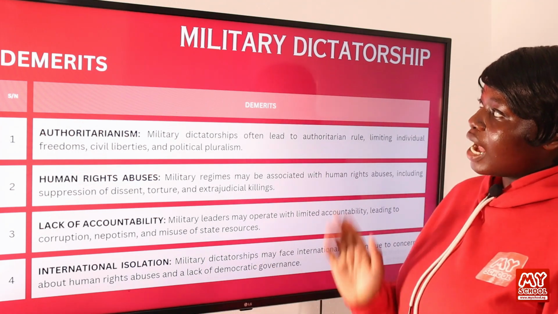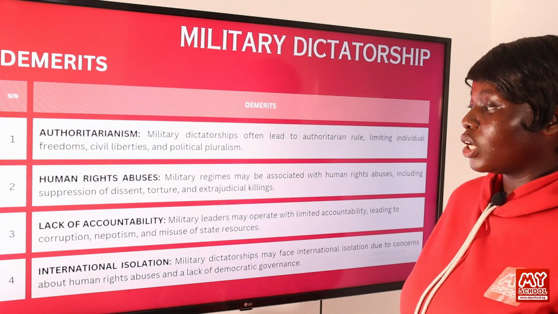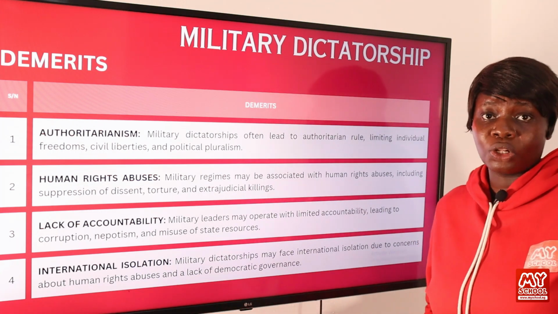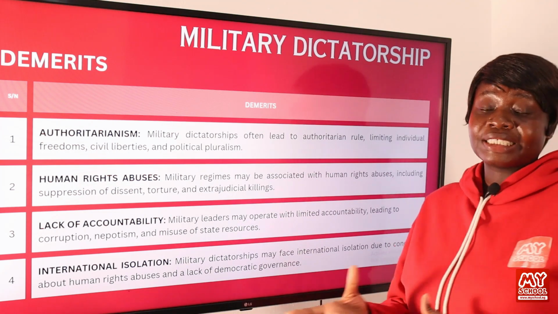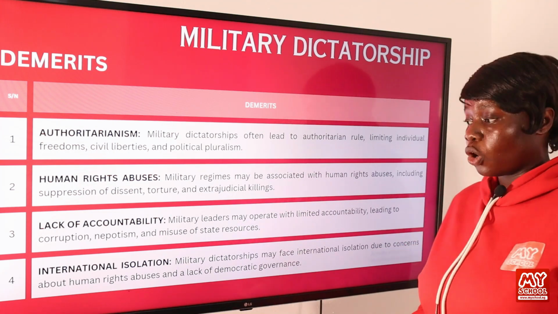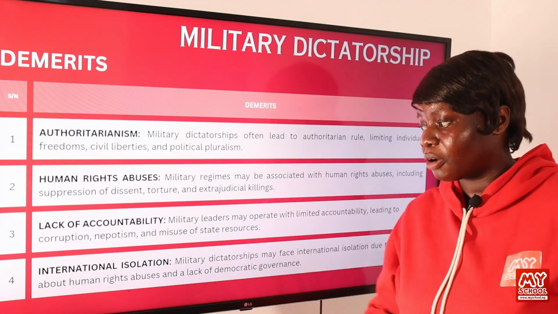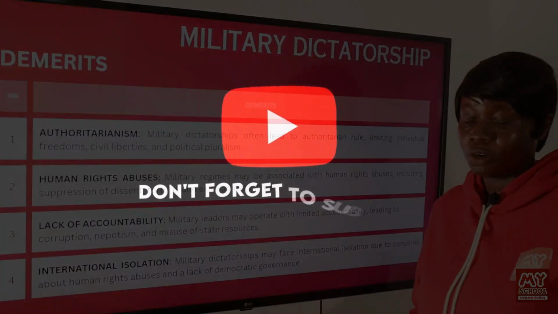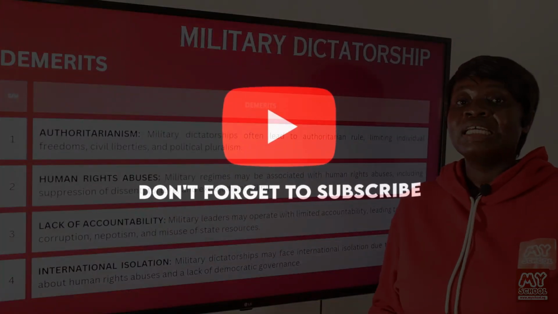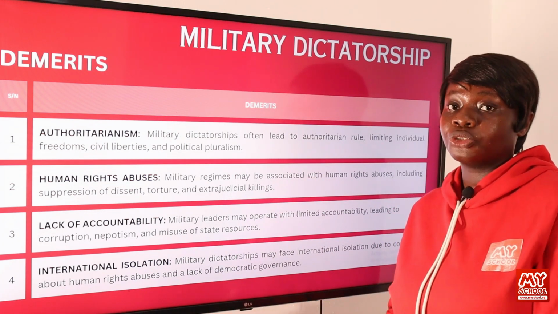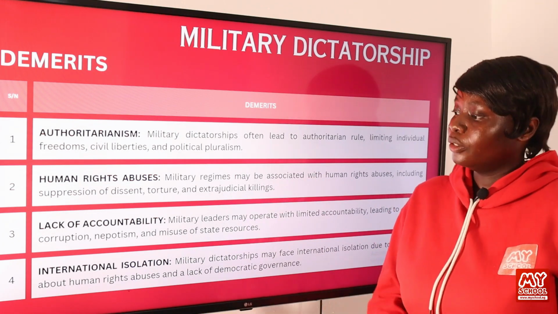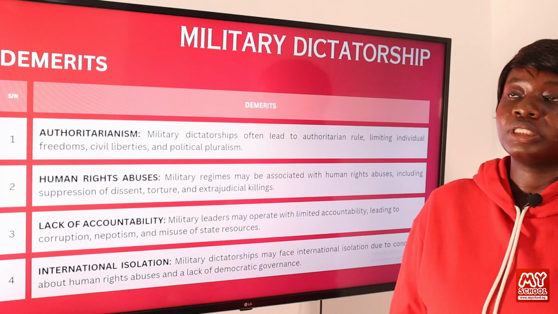And another demerit is the international isolation that comes along with it. So military dictatorships are usually not accepted by members of the international community because of their human rights abuses and the lack of democratic governance. And as a result of that, they may not be allowed to trade with other countries or to associate with other countries. This can lead them to be isolated. So this is another demerit of military dictatorship.